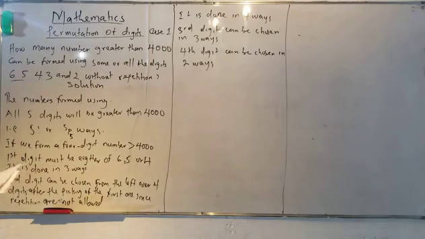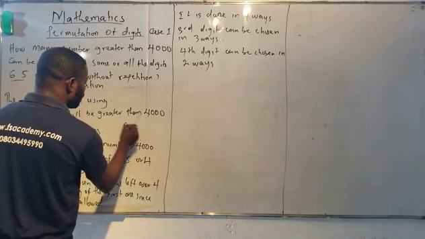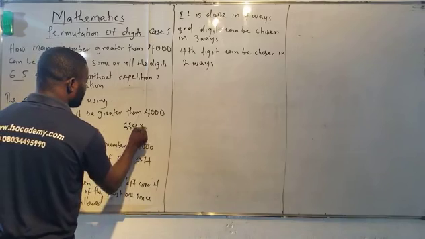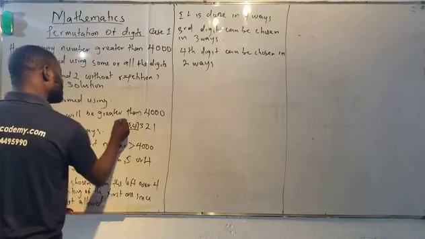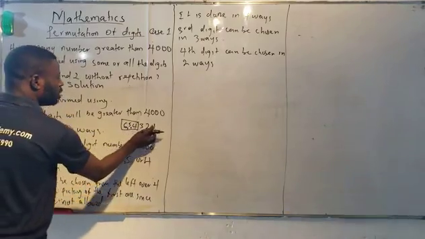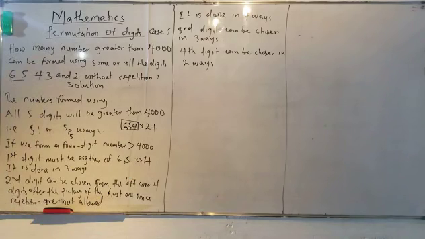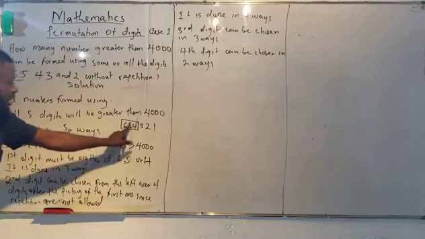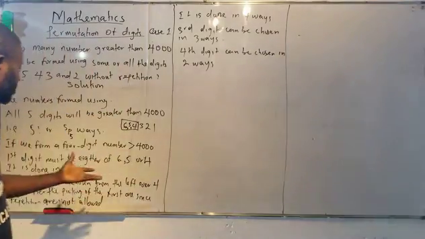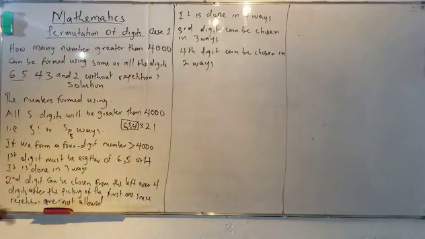The first one, 4. Why is it 4? Look at me. I'm having 6, 5, 3, 2, and 1. Can you see this one become 1? 1, 2, 3, 4. That is why the first number is 4. Because the numbers greater than 4,000 are 3, the remaining 1 plus that one, that is why we have 4. It can be done in 4 ways, and so on and so forth.